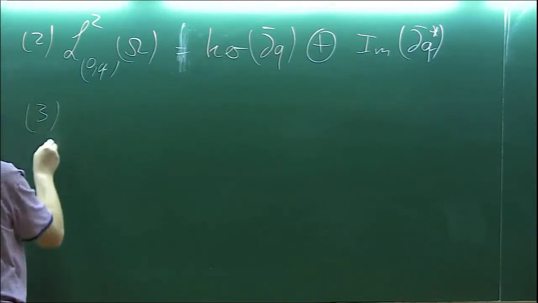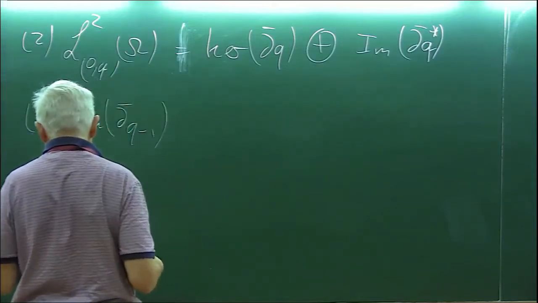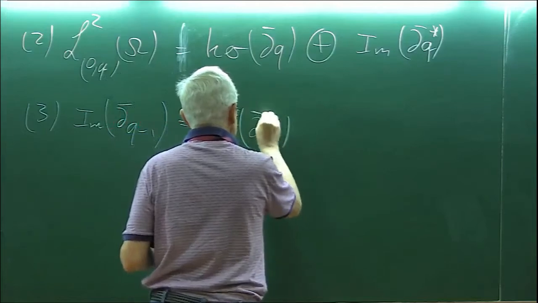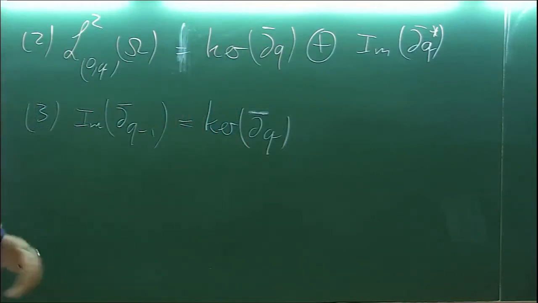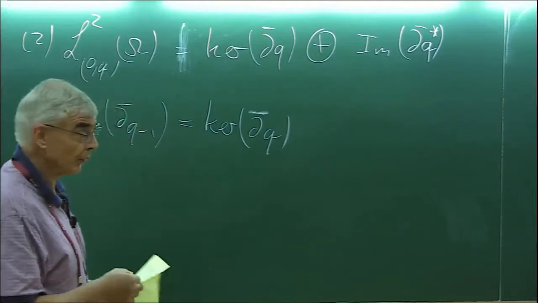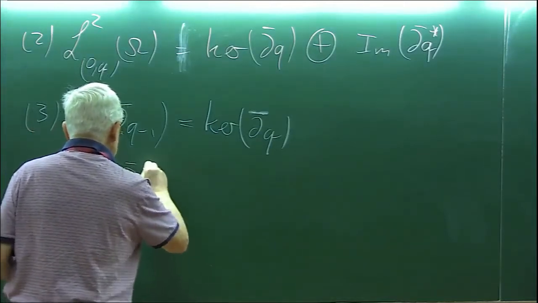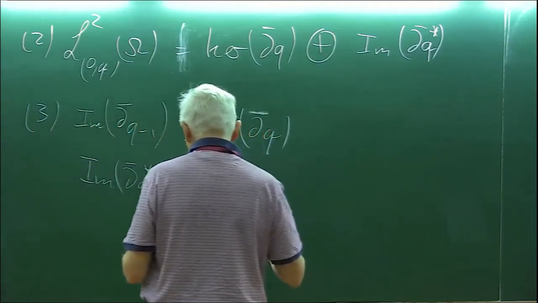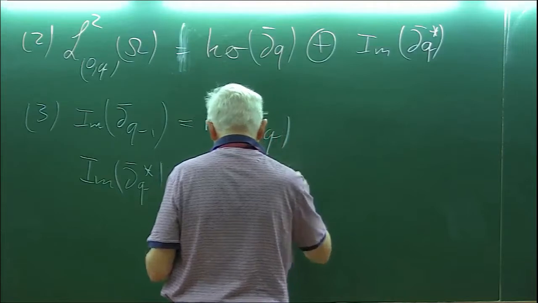Thirdly, the image of d bar Q minus 1 is the kernel of d bar Q. Of course, this image is contained in the kernel just because we have a complex, d bar followed by another d bar equals 0. But the point here is you get the whole kernel. And similarly, of course, the image of d bar Q star is going to be the kernel of d bar Q minus 1 star.